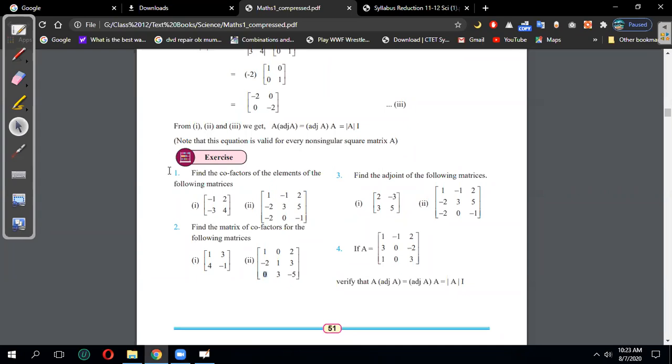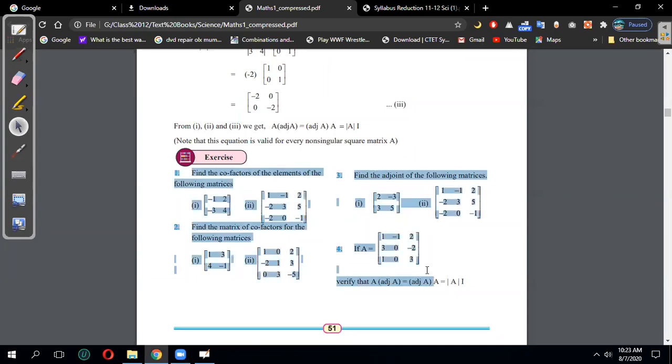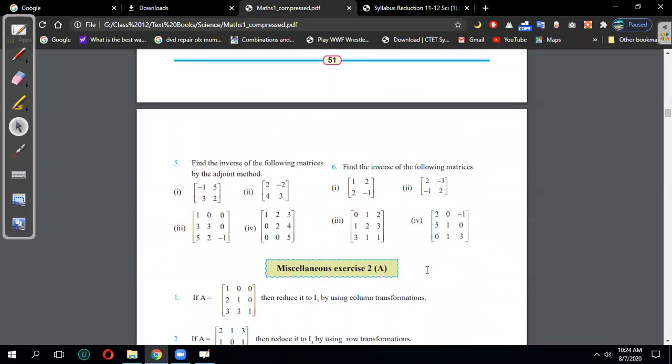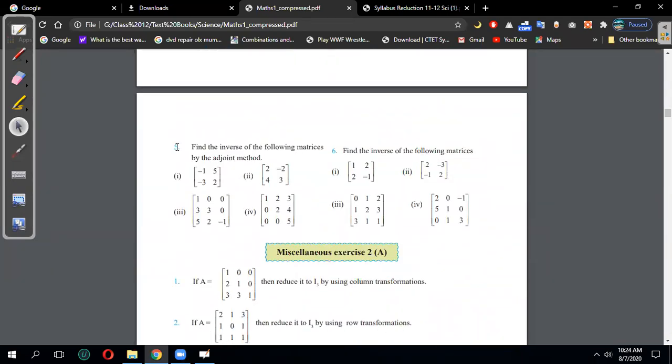Now, till here we have completed our matrices chapter. So look very carefully at what is there and what is not. Your question number 5 and 6 have been eliminated. If you have a hard copy of your textbook, please cross this part. This entire question 1, 2, 3, 4 and 1, 2, 3, 4 has been eliminated from your syllabus.